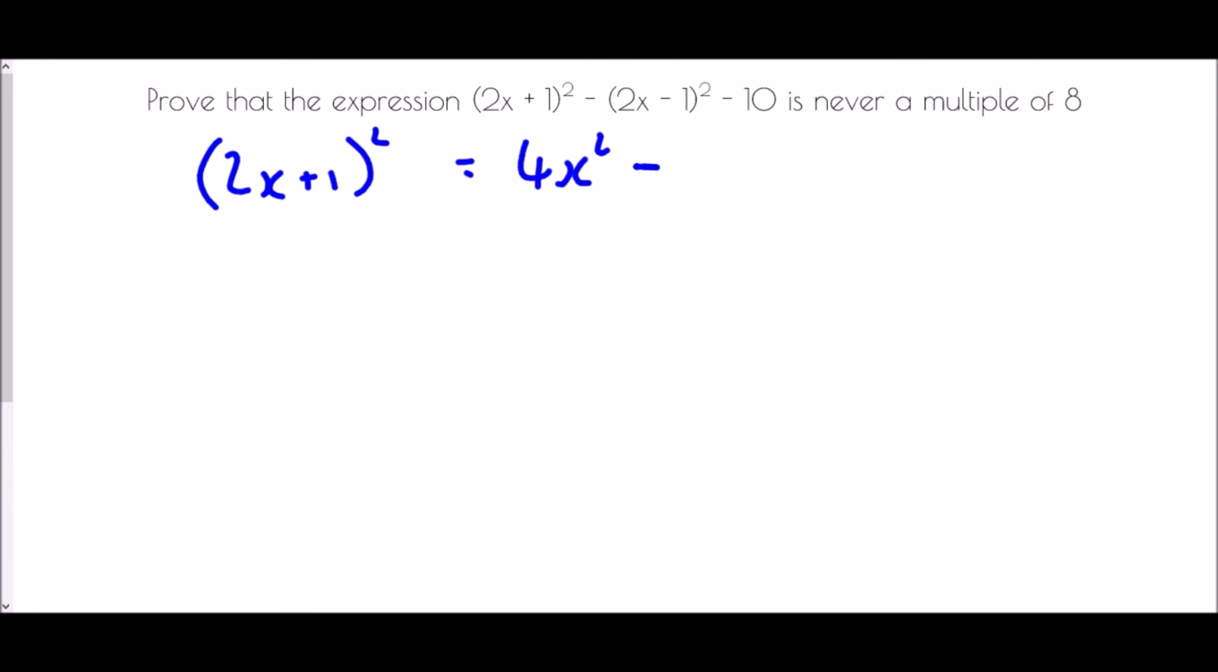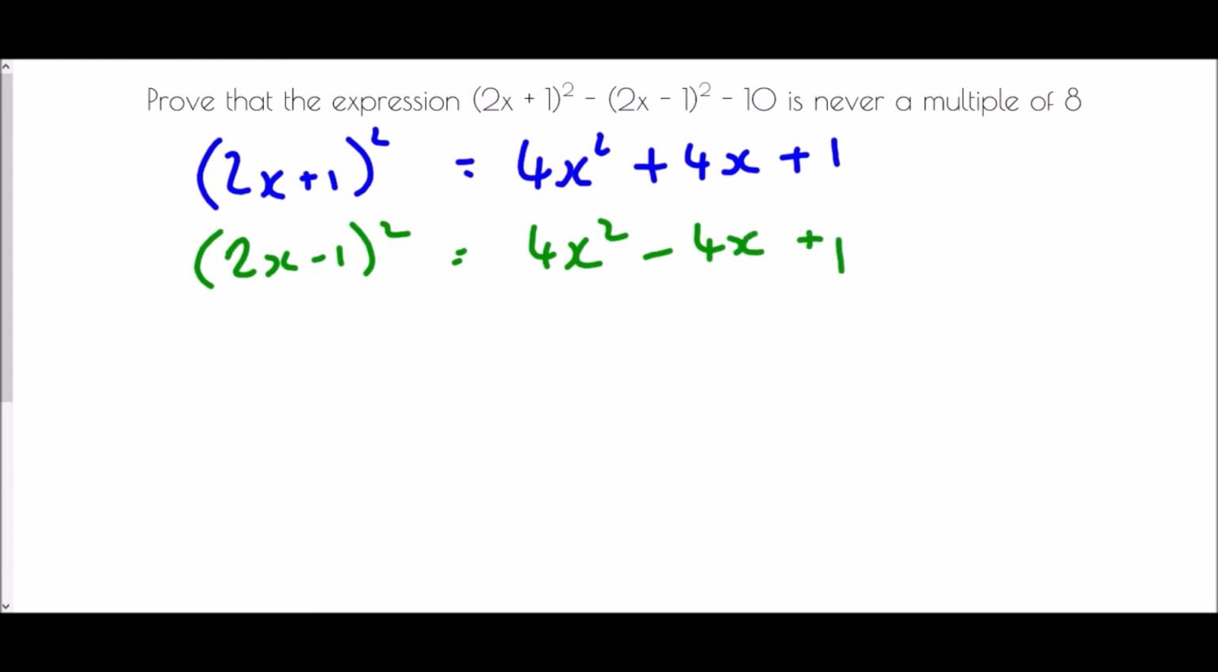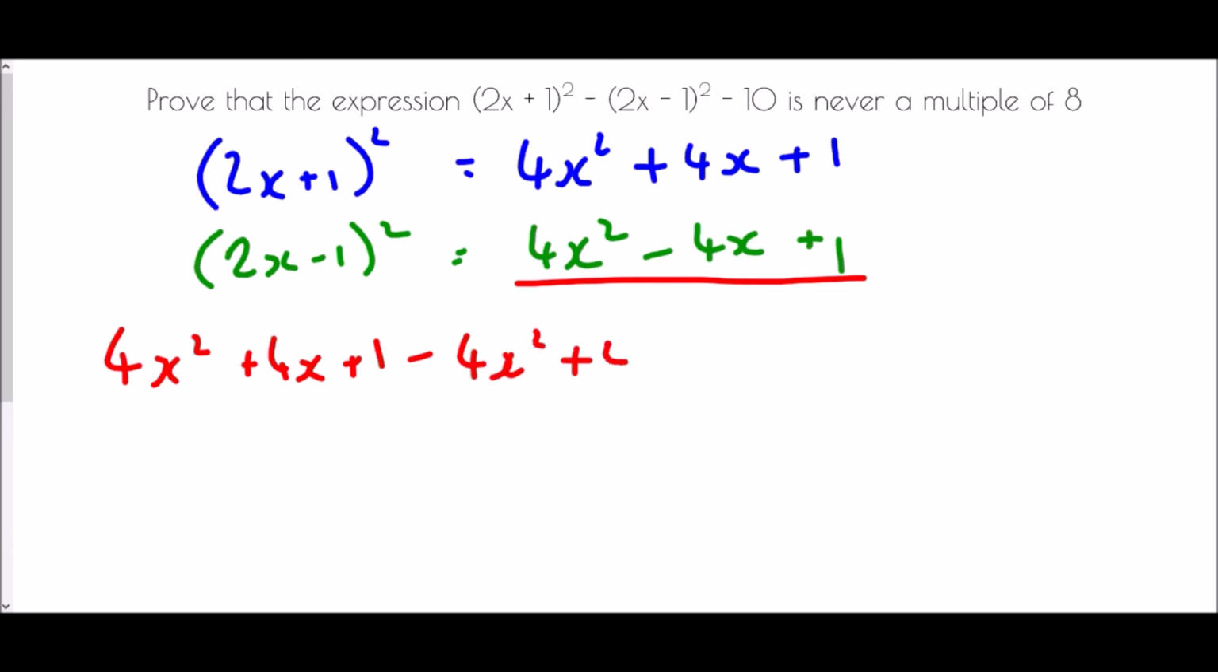It's going to give me plus 4x, and it's going to give me plus 1. If I do 2x take away 1 squared, well, that's going to give me 4x squared take away 4x plus 1. And so then if I fill in everything that we have here, that is 4x squared plus 4x plus 1, and then we are subtracting this entire expression. So we're taking away 4x squared, but we're actually adding 4x and then taking away 1, and then at the very end we're taking away another 10.